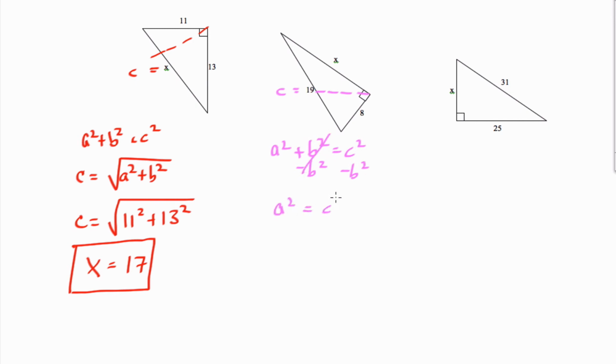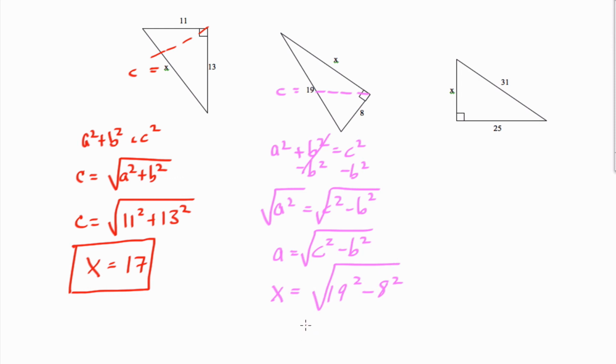I'll subtract B squared from both sides. A squared is C squared minus B squared. I don't want to know A squared. I want to know A. So the square root of A squared is A. So I end up with A equals the square root of C squared minus B squared, and I can substitute now. I'm calling that x. So it's going to be the square root of 19 squared minus 8 squared, and once again, I get 17.